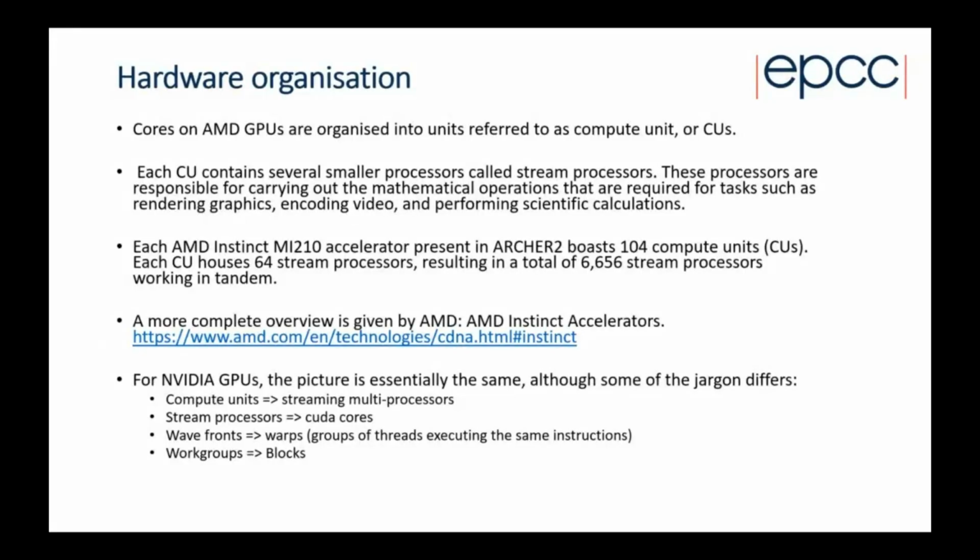For NVIDIA, this picture is essentially the same. The words used to describe it are different. A compute unit in NVIDIA parlance is a streaming multiprocessor, which is very annoying because in AMD, a stream processor turns into a CUDA core in NVIDIA language. So there's often confusion between stream processor and streaming multiprocessor. I will try to stick to AMD's language. I think it's much more instructive and clearer.